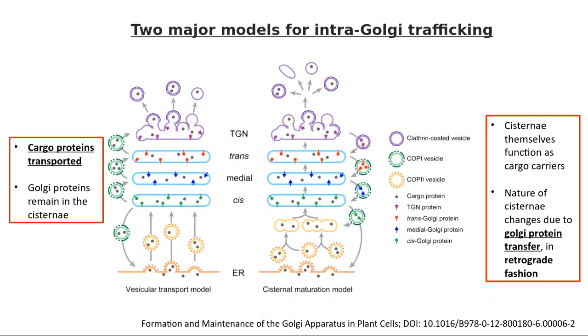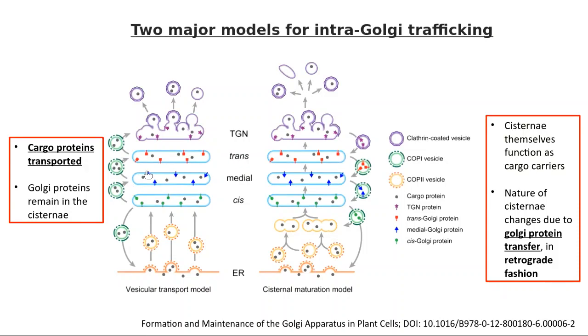And two major models for intra-Golgi trafficking will end here. But we have been talking about this cisternal maturation for long. So people came up with theories. In one model, that is the vesicular transport model, people said that the vesicles get brought off from the ER and become cis Golgi. Then again vesicles are brought off from the cis to form the medial Golgi.